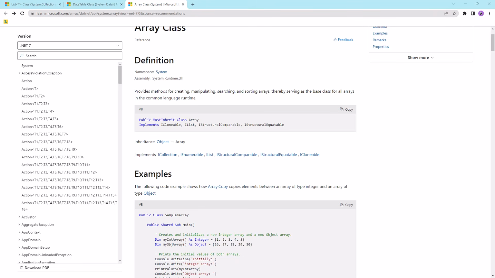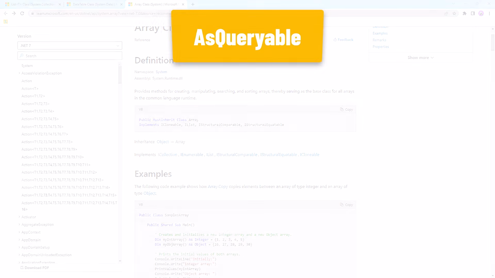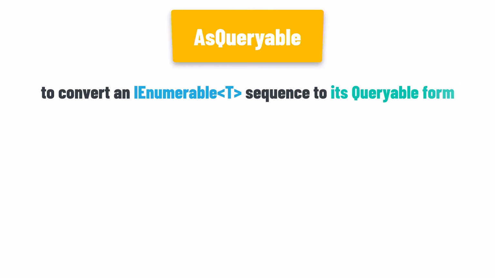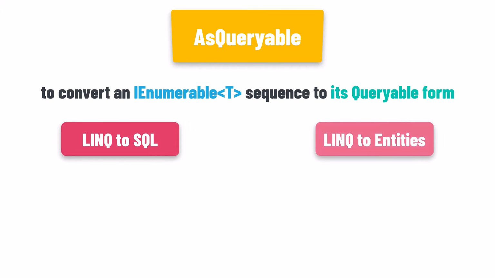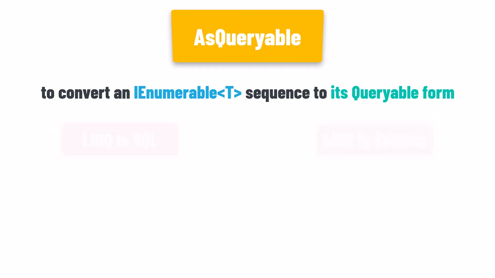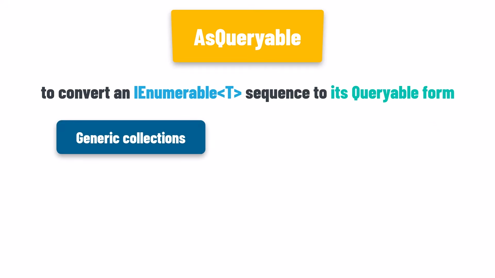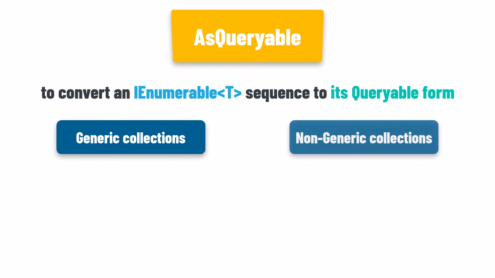Let's now move on to the next method, AsQueryable. This method is used to convert an IEnumerable of T sequence to its queryable form. It allows you to apply LINQ operators and compose queries using the full power of the LINQ provider, such as LINQ to SQL or LINQ to Entities. This means we should have an IEnumerable sequence so that we can use the AsQueryable method. This also means that we can use the method on generic collections, because these implement the IEnumerable interface, or on non-generic collections, which implement the IEnumerable interface.